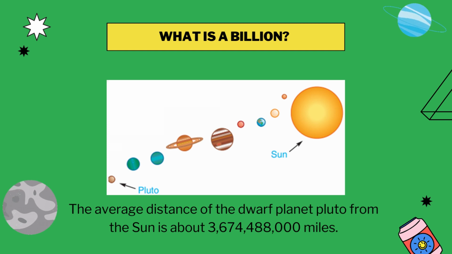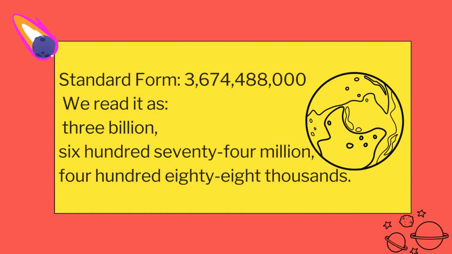Now, in order to write the number in standard form, again, you have to write the digits. After every 3 digits, you have to separate the numbers by commas. So here you can see that after 3 there is a comma. Then after 3 digits 674, the digits are separated by commas. Then 488, and then before the 3 zeros, the digits are separated by commas. And we can also read it as 3,674,488,000.